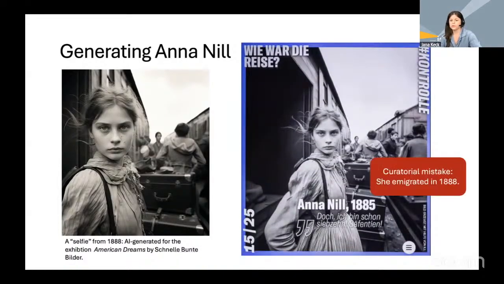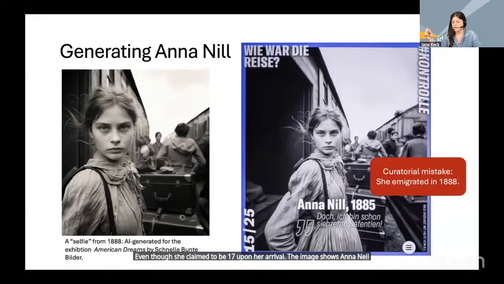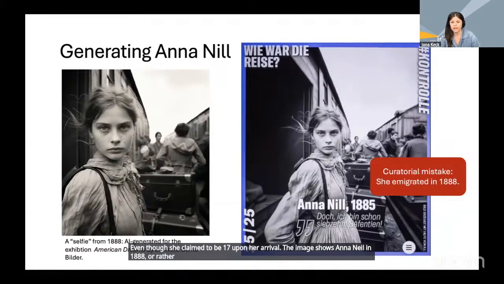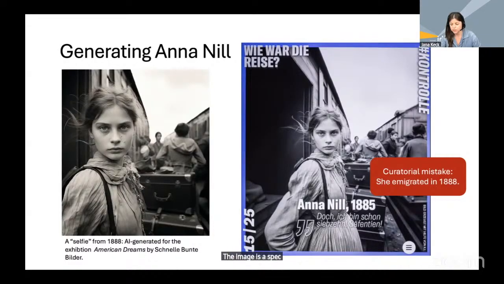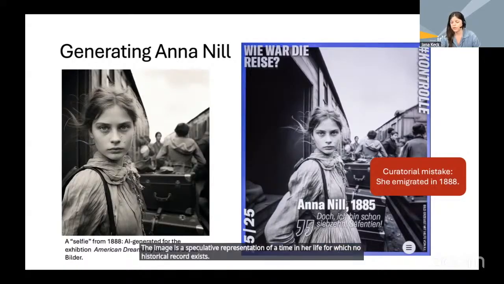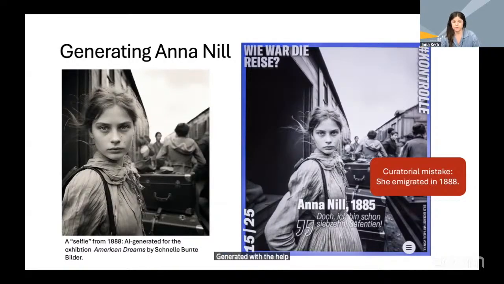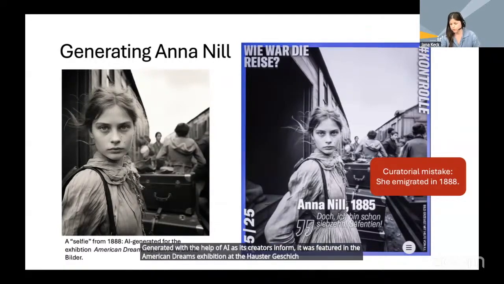The image shows Anna Neil in 1888, or rather how she might have looked like in 1888. The image is a speculative representation of a time in her life for which no historical record exists. Generated with the help of AI as its creators inform, it was featured in the American Dreams exhibition at the Haus der Geschichte in Stuttgart, Germany, claiming to encourage deeper engagement with migration history. However, upon visiting the exhibition, I found myself questioning its implications.